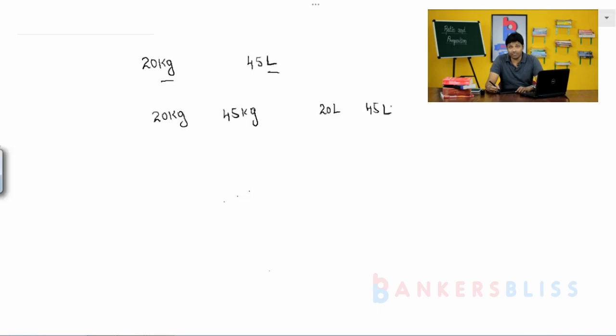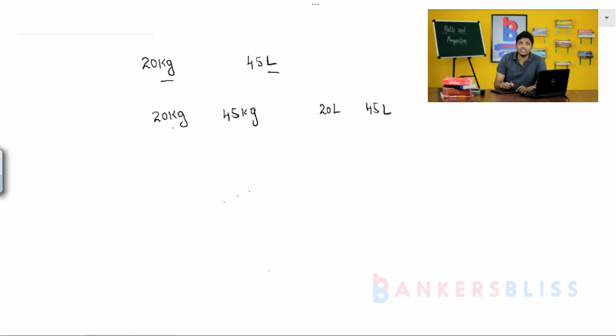These two we can definitely compare, but the first example, 20 kgs and 45 liters, we cannot compare because the units are not the same. If the units are not the same, then both are not similar quantities. In the second example, 20 kg and 45 kg, the units are the same, so both are similar quantities. Similar is defined in this context as the units should be the same.